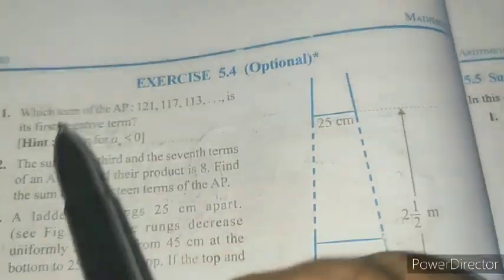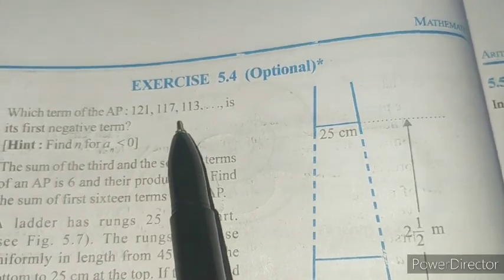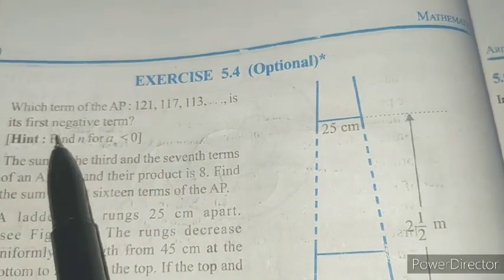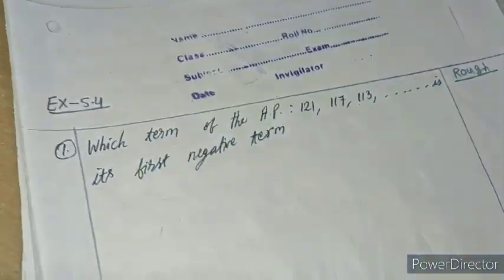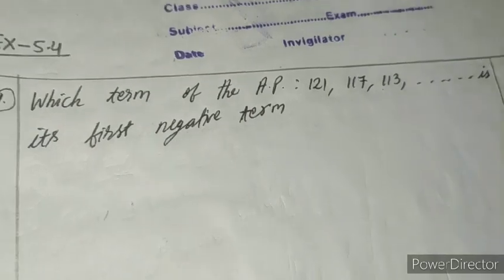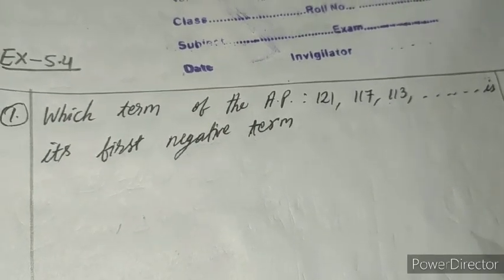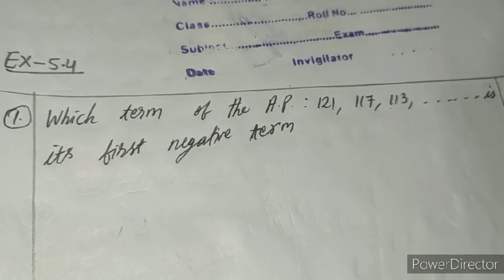The question says: which term of the AP 121, 117, 113 is its first negative term? So we have to find the term which starts from negative. In order to understand this question, let me show you an example.